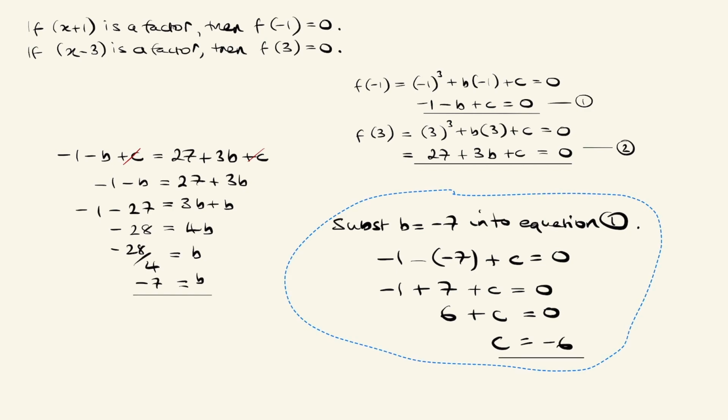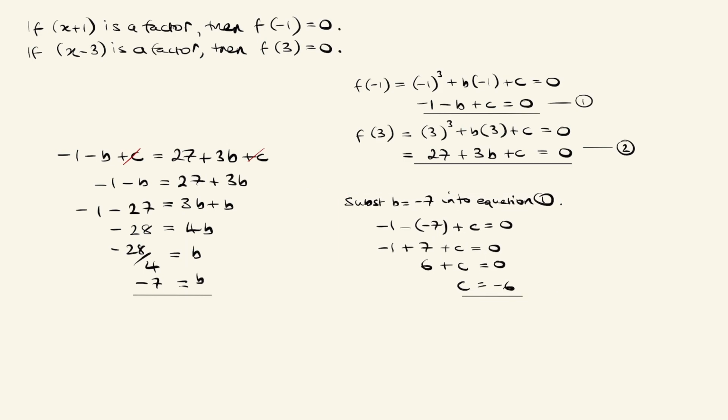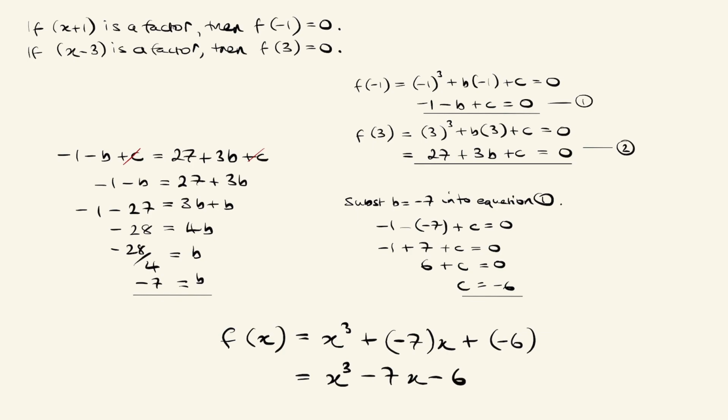So I found b, I found c, and now the thing to do for completeness is just to write f of x equals, and now I'm going to rewrite this with the things that I now know. So I've got x cubed plus bx, and b is minus 7. So minus 7x, and I've got plus c, which is minus 6. So if I tidy that up, I've got x cubed minus 7x minus 6. So there we go.